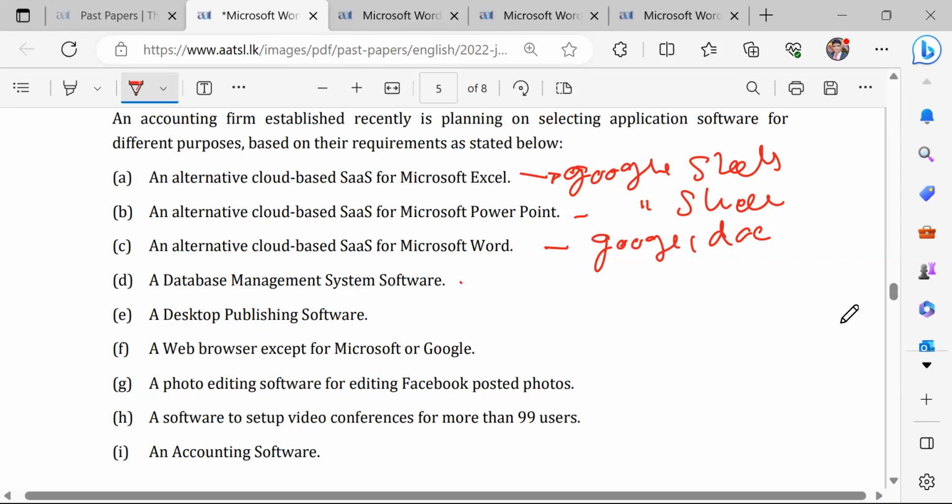Database management software. You can say MS SQL, MySQL, MS Access. Desktop publishing software. DTP software.